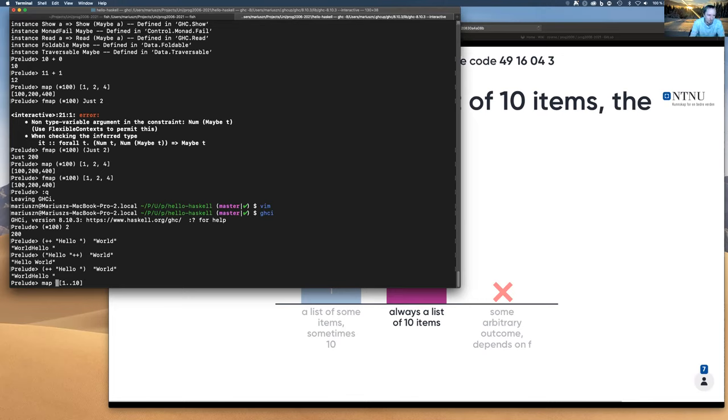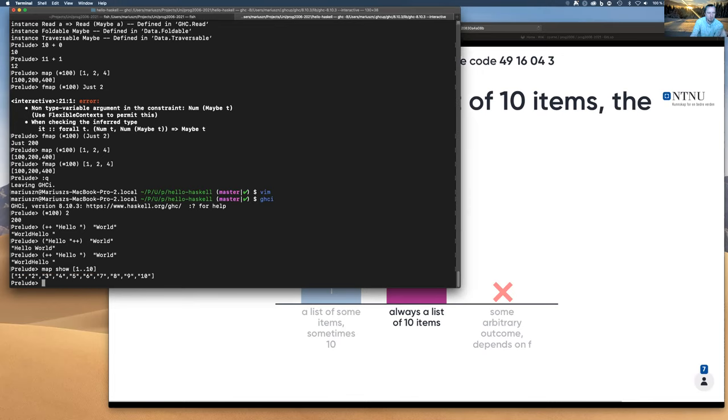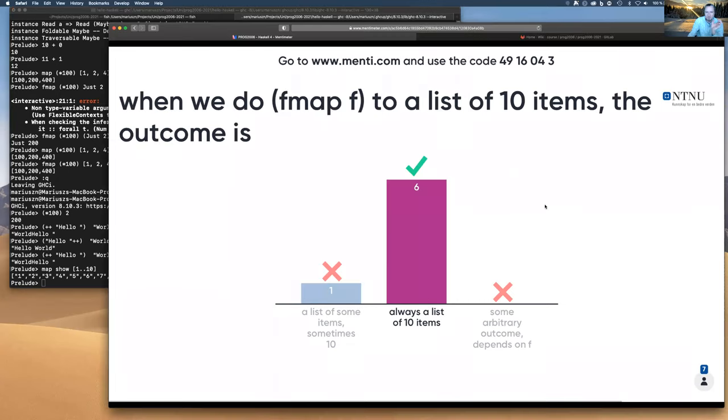So this F can be a function where I'm converting it. I don't need the lambda, I can just do show. So then I'm converting the numbers into strings, right? And I'm gonna get 10 items, but now they are strings. But I cannot get 9 numbers and I cannot get 11 numbers. I'm always gonna get 10 numbers. So this is to demonstrate that this fmap f doesn't change the structure of these structured values, right? It operates on them, it modifies them, it can change the type, change the value, but the structure itself is not touched, right?